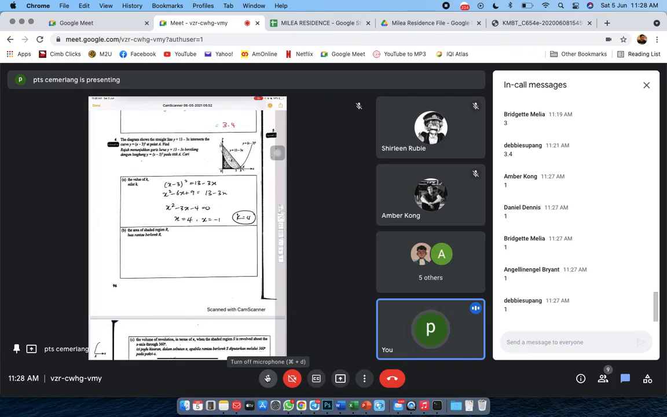Alright, so question B. What's the idea for question B? Do you split dan tambah ataupun kamu tolak? Do you minus or do you plus? My question. Very good, you tolak kan? You tolak. Siapa tolak siapa? Straight line tolak curve kah? Curve tolak straight line? You have the straight line is on top kan? So the straight line is on top. Straight line tolak curve. Very good. Straight line tolak curve.